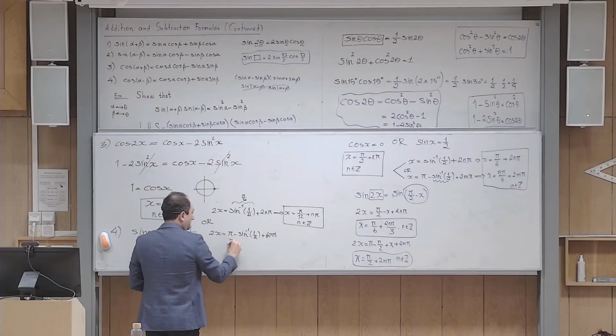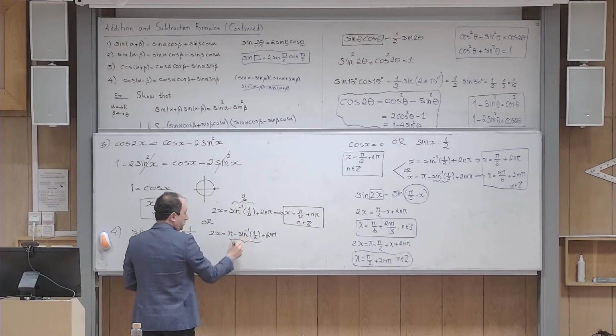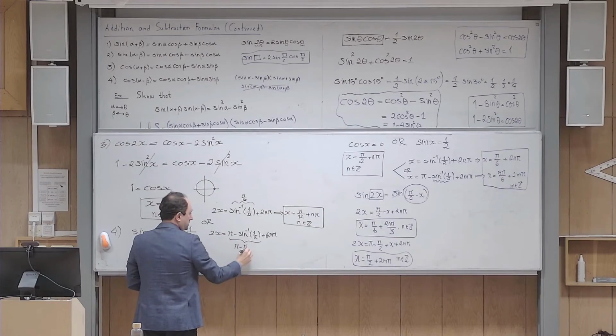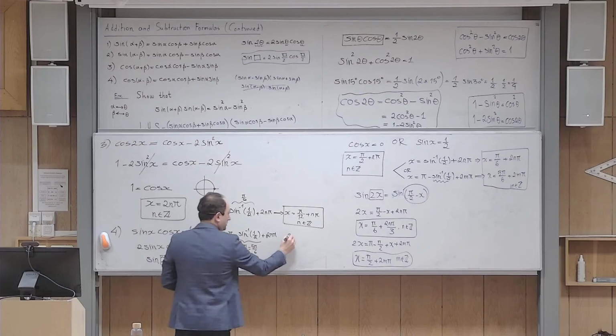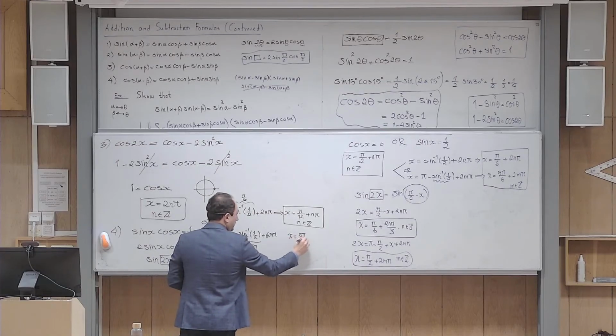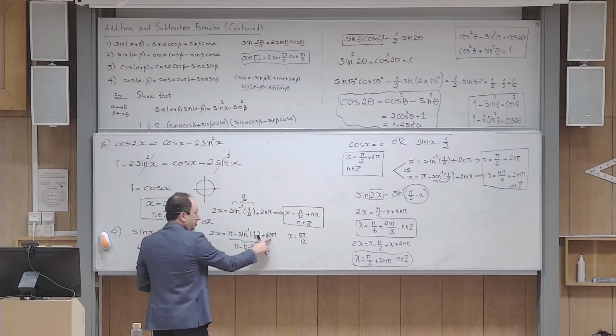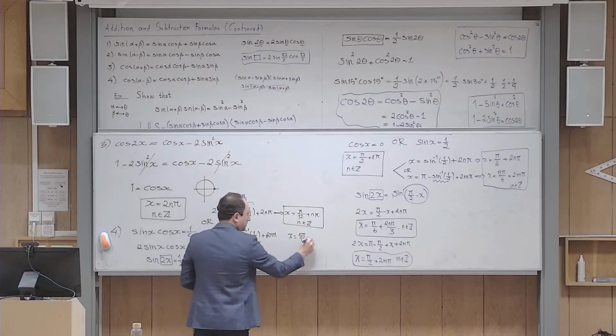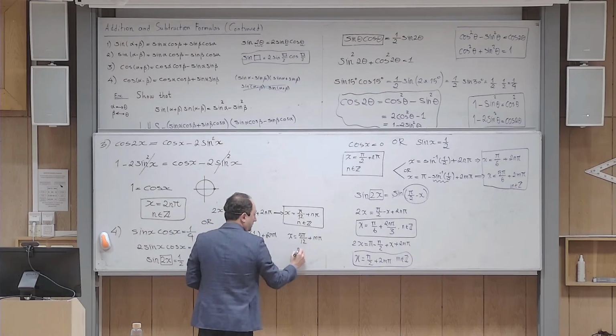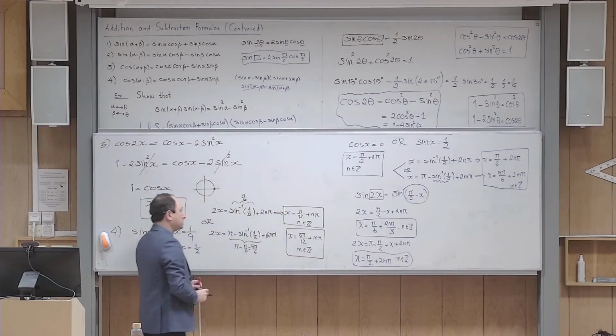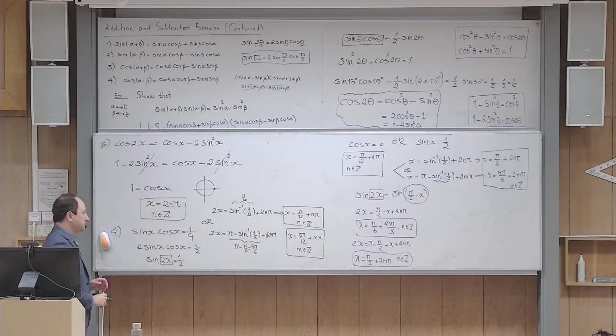Another part is here. So what is this number? This was pi over 6. Pi minus pi over 6 is 5 pi over 6. And then you divide by 2. So x becomes 5 pi over 12 when you divide this by 2. And you also have to divide this by 2, which becomes m pi. And then m belongs to Z. So we have 2 groups of solutions for this equation. Any questions?